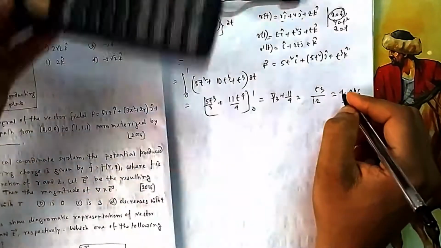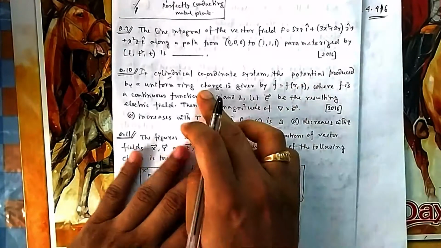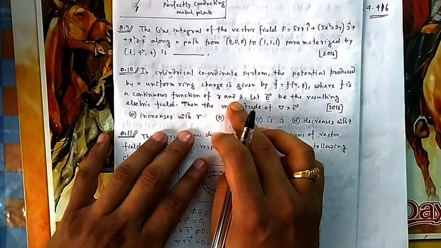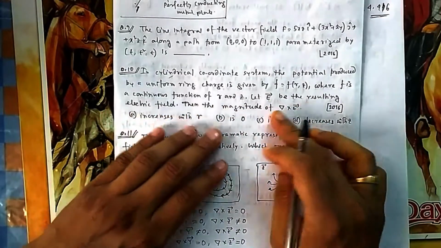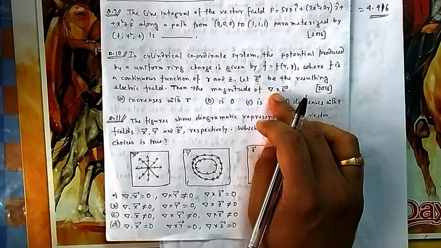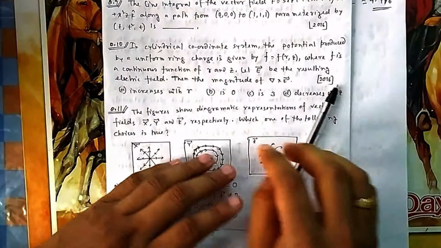Now if you come to question 10, in the cylindrical coordinate system, the potential produced by a uniform ring charge of this, where f is a continuous function of r and z. Let E be the resulting electric field, the magnitude of this one. Now this one again, there are some good properties you will find in Maxwell equations. When we go into that, we will discuss.